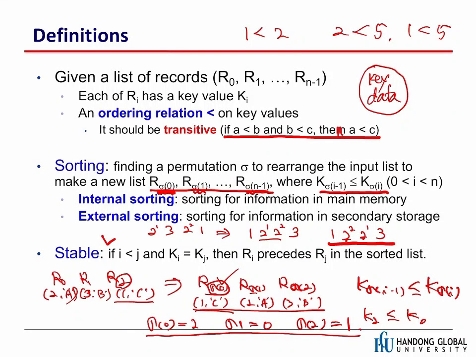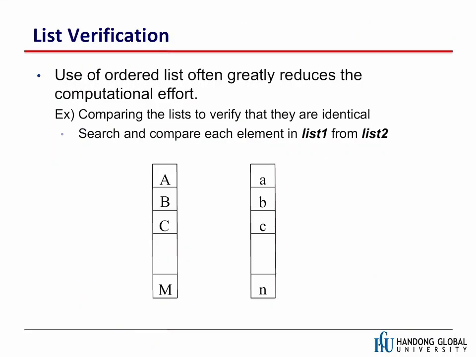So we are going to use this property later. Some sorting algorithms are stable, some sorting algorithms are not. Now, before talking about the sorting algorithms, let's talk a little bit about motivations. So here's an example.